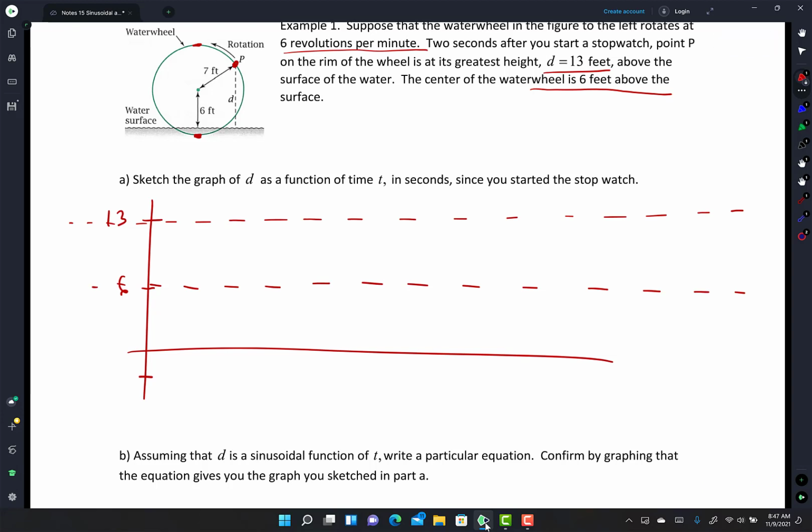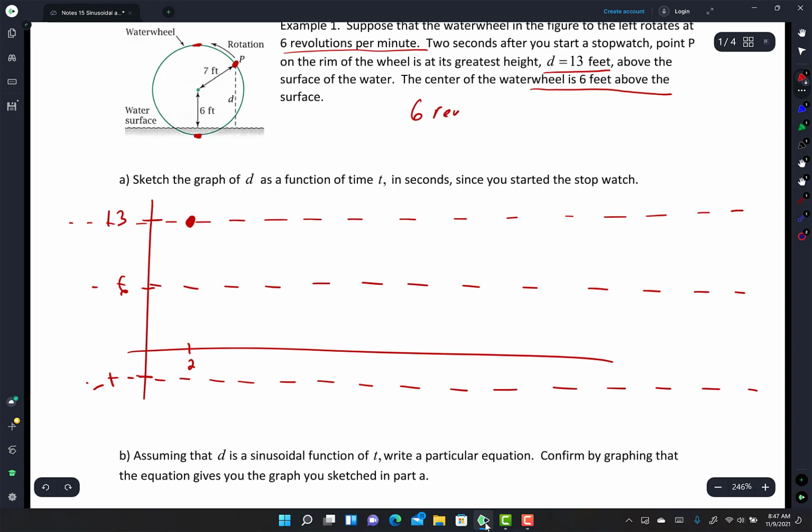And then point P will be 1 foot below the surface of the water. So the surface is the x-axis. Are we still okay? All right. 2 seconds into the stopwatch, I have a high point, so I'm going to say 2 seconds is right here, and put a point at (2, 13).